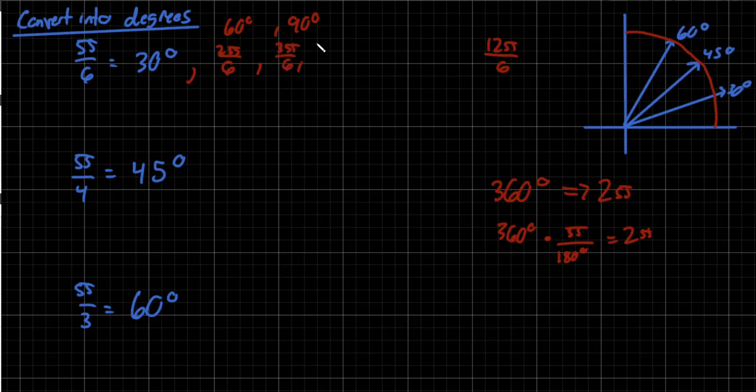What's next? Keep going. 7 pi 6. Someone from the other side of the room now. 9 pi 6. We're going up by pi 6 each time, so adding 1 to the numerator. Keep going. Landon, what's next?